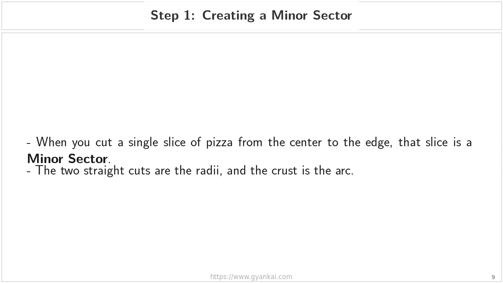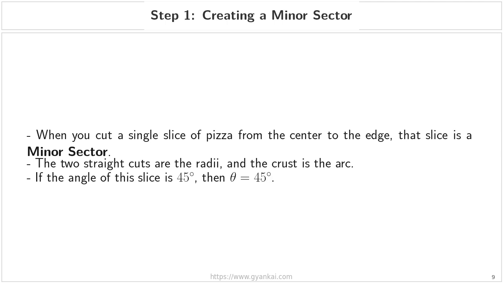If you look closely at the geometry of that slice, the 2 straight edges created by your cuts are the radii, and that delicious outer crust represents the arc. Now, let's look at the measurement. If the angle formed at the center of the pizza for this specific slice is 45 degrees, then we would denote our central angle, theta, as being equal to 45 degrees. This sets the stage for identifying the larger portion of the pizza in our next step.